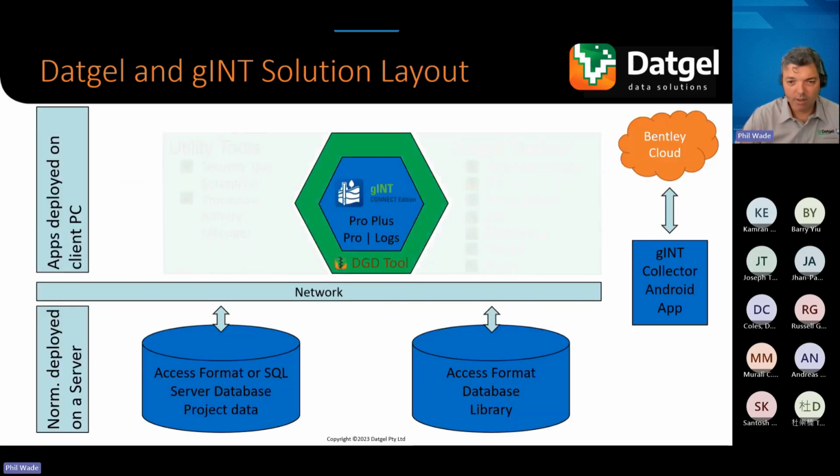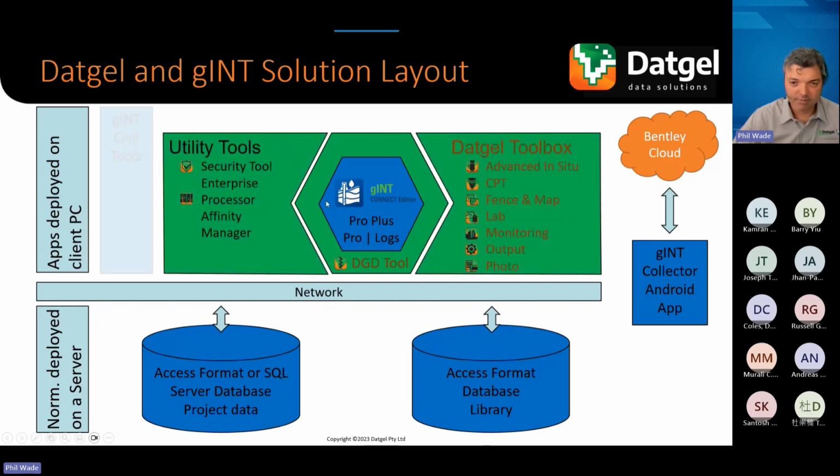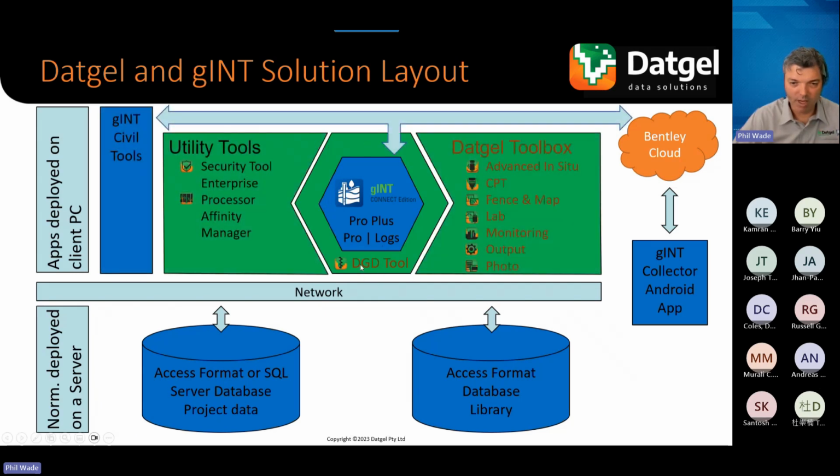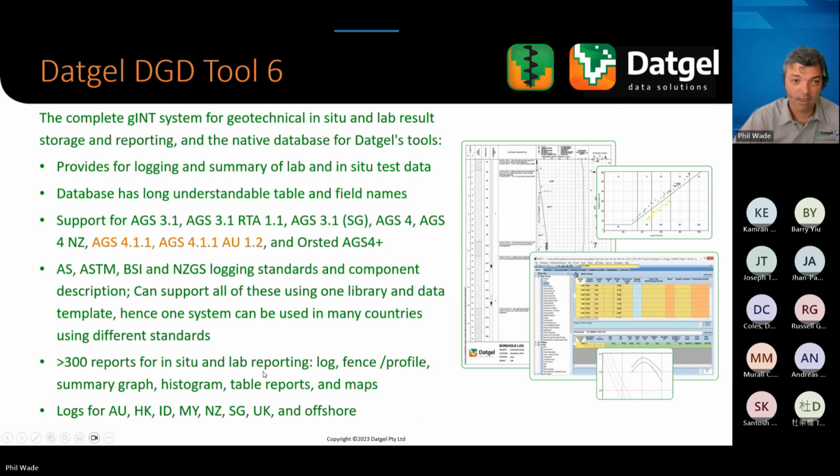So how does it all work? Well, it sits around gINT. The DGD tool sits around gINT. It's the main product that you would buy if you want to support AGS 4.1. We have a series of Datgel tools for more geotechnical tasks and some utility tools. And as you can see, this up here is what you install on your desktop computer. And the databases can be situated on a server or an SQL server if you're using gINT Pro Plus, or they can be on your local computer.